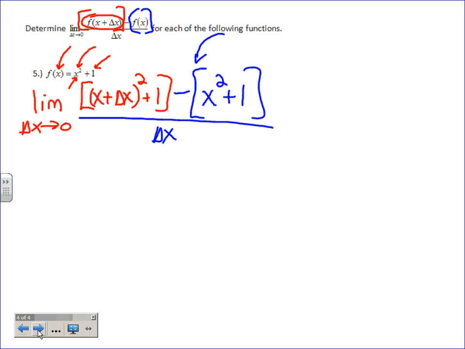Can I substitute in 0 for delta x at this time? Why not? Dividing by 0. Is that a problem that kind of took care of itself before? Guess what? That problem is still going to take care of itself if you do the algebra correctly. Are there any questions how I got to where I'm at right now in this problem? Okay.